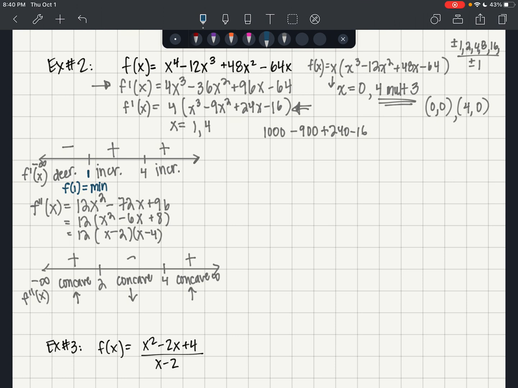Now let's look at our concavity. So we've got some points of inflection. We've got a point of inflection when x is equal to 2. So my point of inflection, f of 2, this is going to be tough. So I'm going to put a 2 in, and I'm going to do some synthetic division here. And I'm going to show you something that you probably already know.